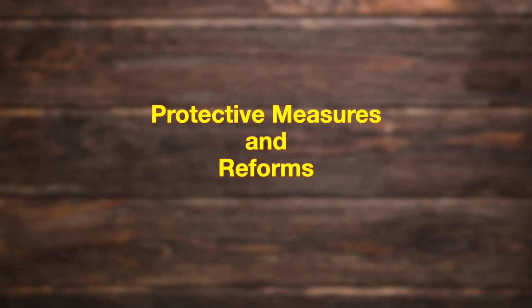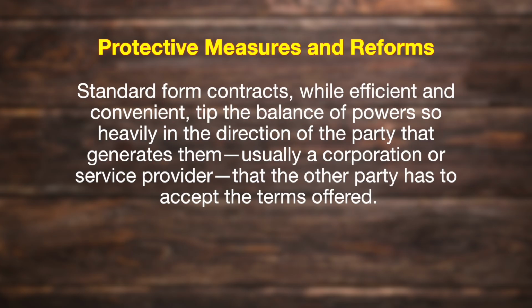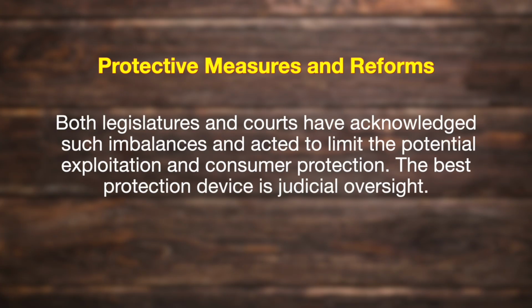Now let's talk about the protective measures and reforms. Standard form contracts, while efficient and convenient, tip the balance of powers so heavily in the direction of the party that generates them, usually a corporation or a service provider, that the other party has to accept the terms offered. Such a bias in balance necessitates the establishment of protection provisions and policy reforms to make the contracts transparent, equitable, and open to legal scrutiny. Both legislatures and courts have acknowledged such imbalances and acted to limit potential exploitation and consumer protection.